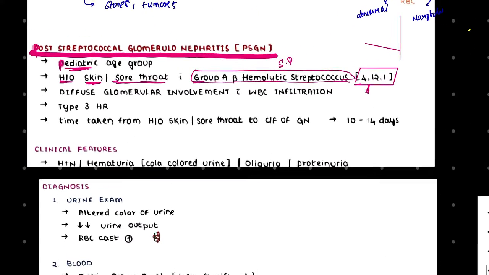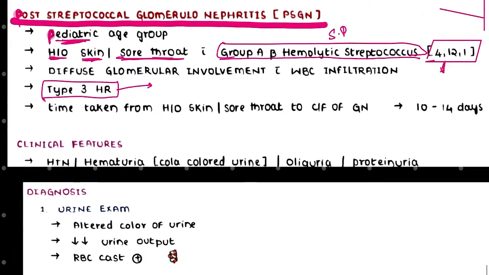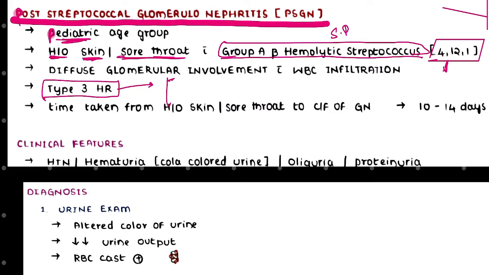Now here, we are talking about diffuse glomerular involvement with WBC infiltration. Now this is a type 3 hypersensitivity reaction. Why is it type 3? Because here there is antibody-antigen formation, there is the formation of immune complexes, and we know immune complex formation is seen in type 3 hypersensitivity reaction.